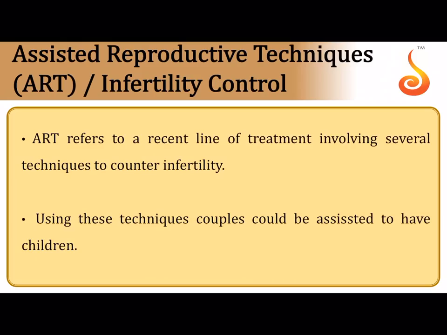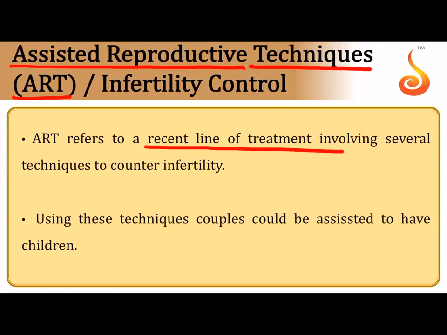What is the solution for infertility? This is called assisted reproductive technologies. Okay, it's actually technologies or techniques; it can be used interchangeably. So what are these assisted reproductive technologies? Now these are medical technologies, a recent line of treatment. These technologies can help couples who are unable to produce children to finally bear children. It can help infertile couples to become parents.